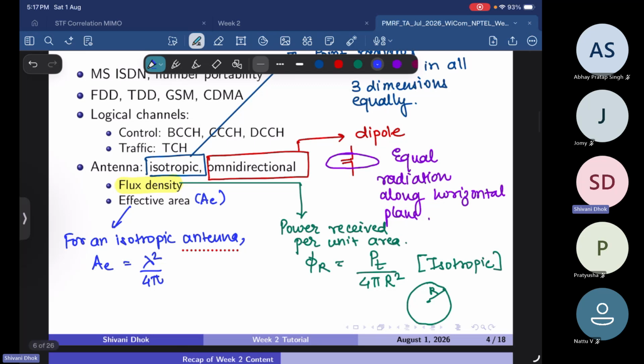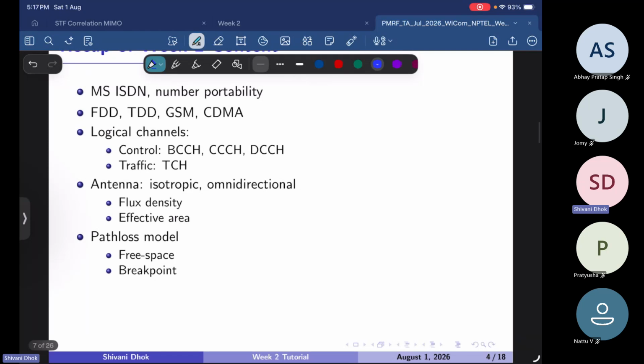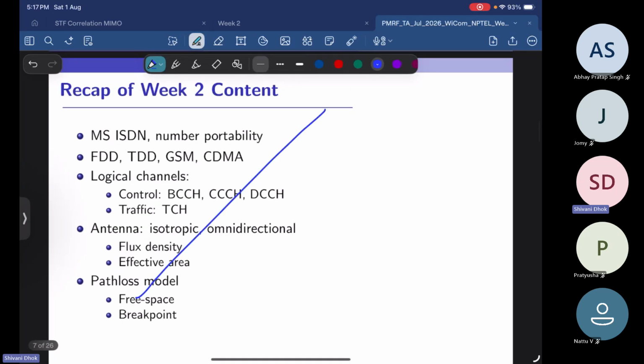So with this basic knowledge, we then moved on to look at something known as path loss models. How does your signal decay as we move away from the transmitter, and how much loss does it see? In a large scale or average fashion, this is given by your path loss models. And the very basic path loss model is for an isotropic antenna, which is nothing but your free space path loss model.